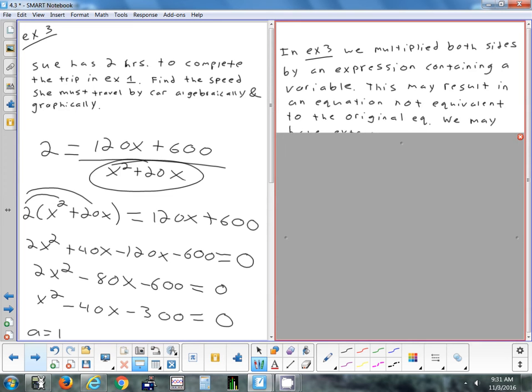Does anybody know what you call an answer to an algebra problem that you did everything right, but it doesn't make sense in the problem? Begins with an E. Extraneous. Yeah, it's an extraneous solution.